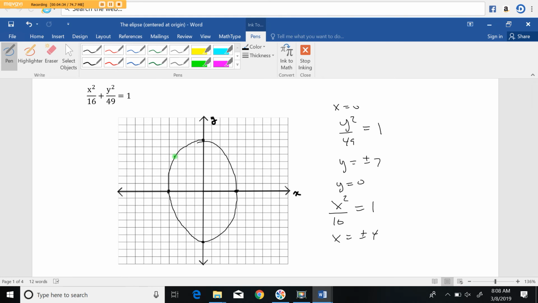So again, sketching ellipses that are centered at the origin is pretty well a piece of cake, right? I hope that this video helped demonstrate how to do that. Have a great day.